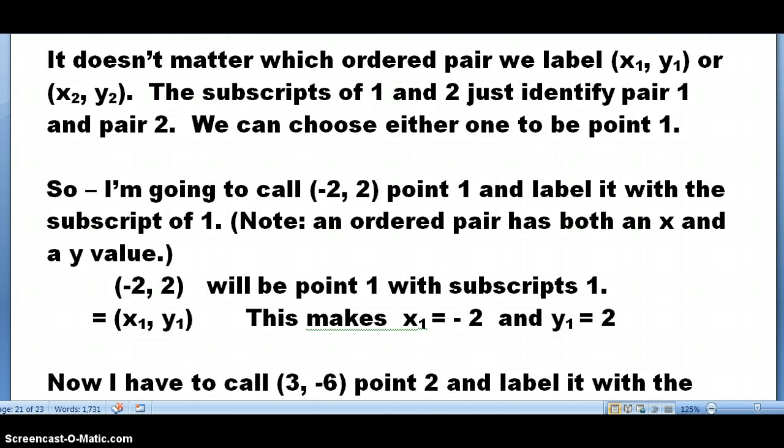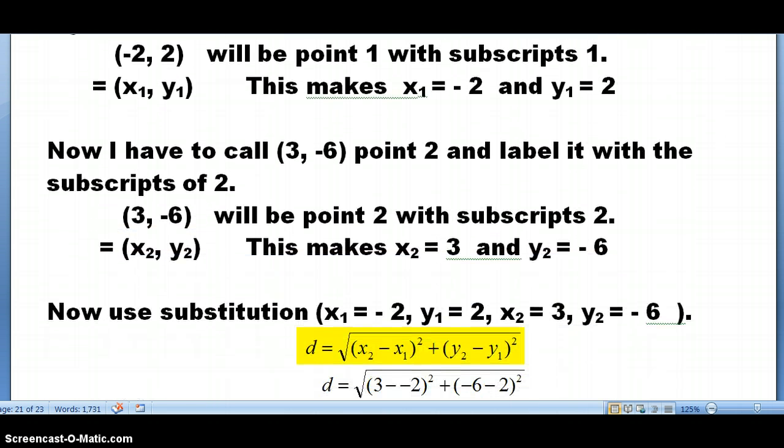So therefore, the point (-2, 2) will be point 1, and it will have subscripts of 1. So we've labeled it x sub 1, y sub 1, making the x sub 1 equal the negative 2 that's directly above it, and the y sub 1 equal the 2 that's directly above it.